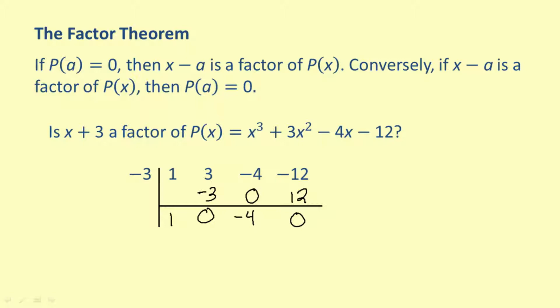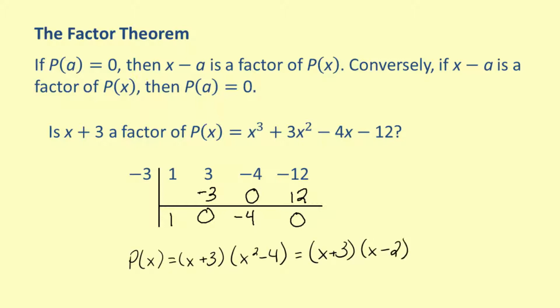We can go further and factor this polynomial function now that we know at least one of its factors. This polynomial function factors completely to the quantity x plus 3 times the quantity x minus 2 times the quantity x plus 2. Let's look at another example.